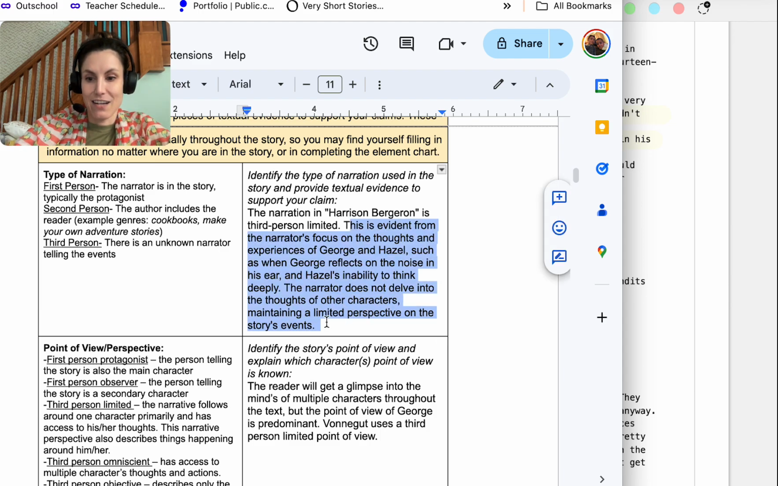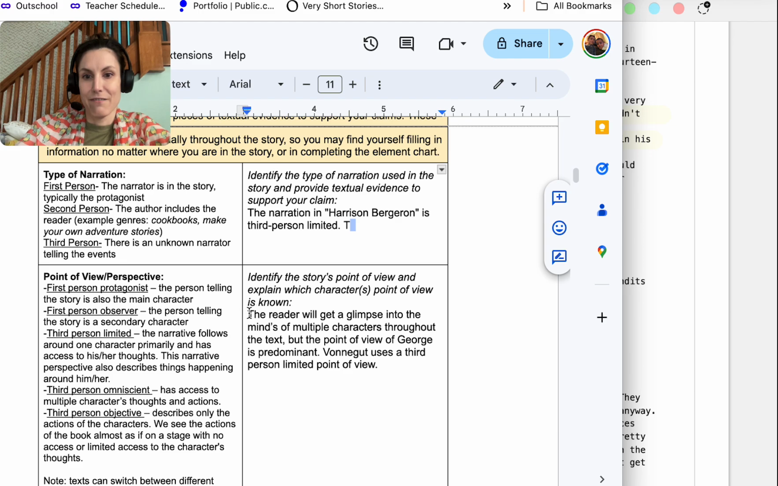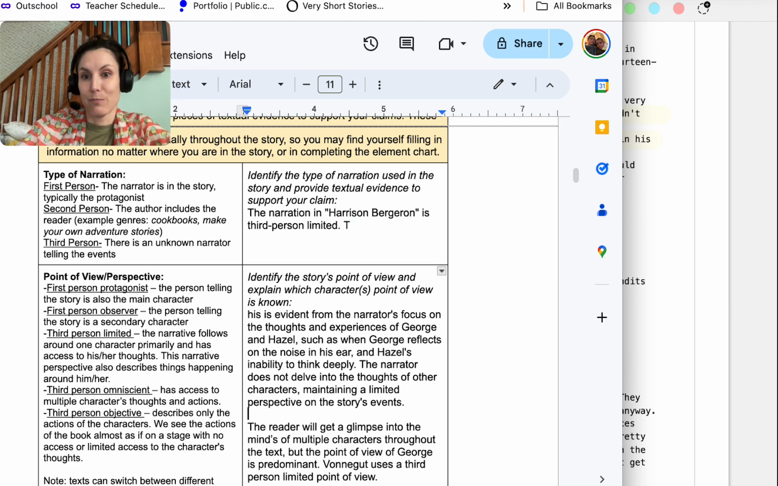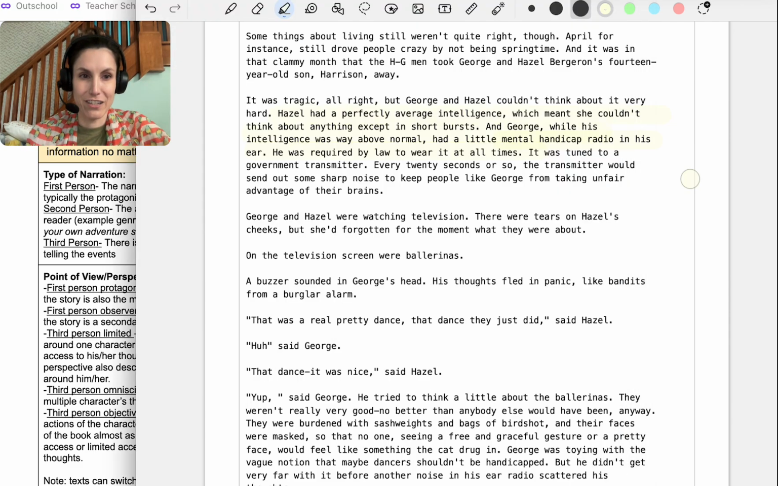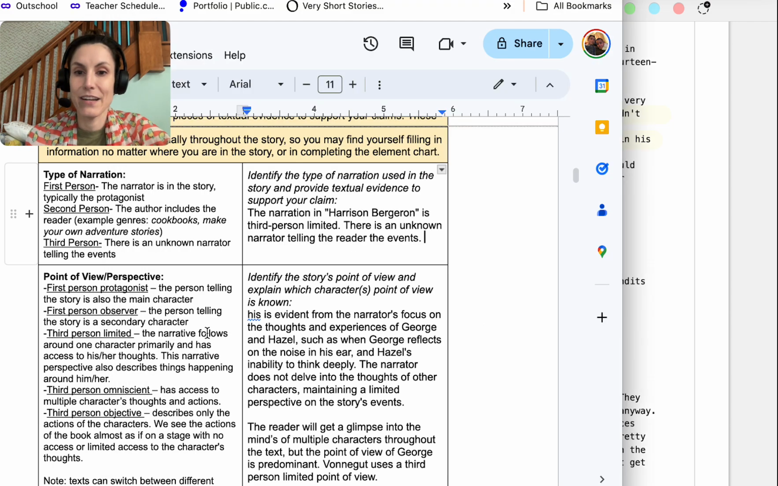I'm going to put this down here, because predominantly that would be your point of view. And then, for this, the narration is third person. We can say there is an unknown narrator telling the reader the events. And we know it was tragic, but George and Hazel couldn't think about it. So our narrator is not in the story, third person. And then our point of view, we can say it's going to be the reader.